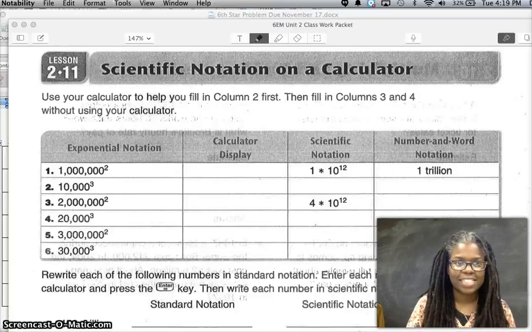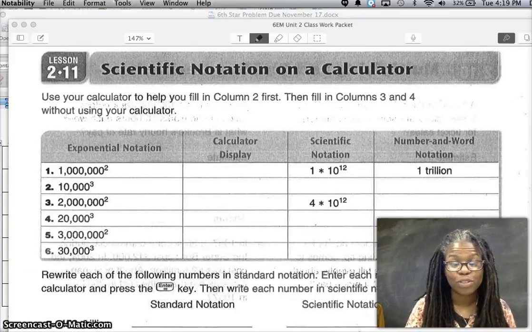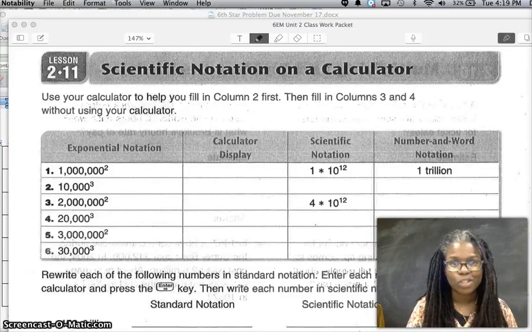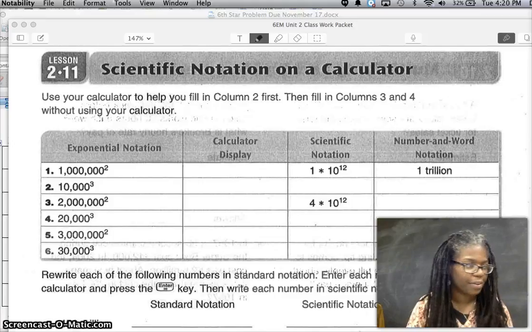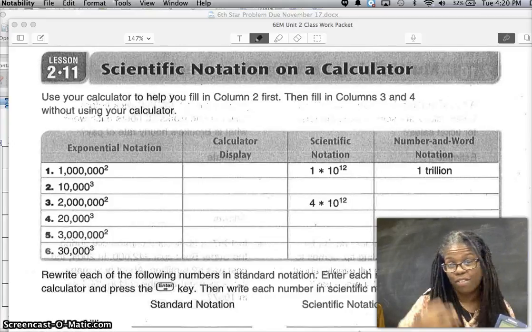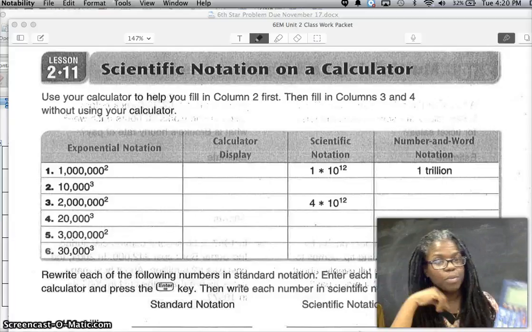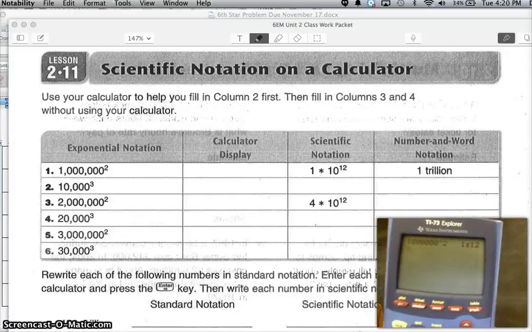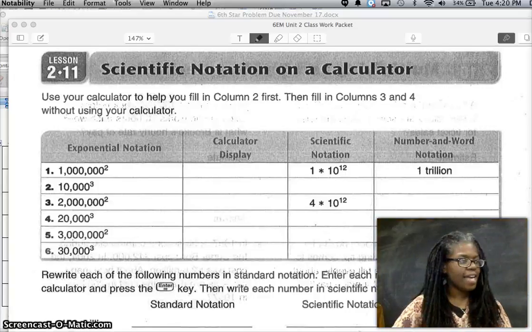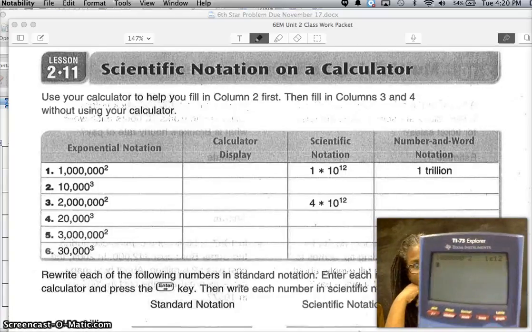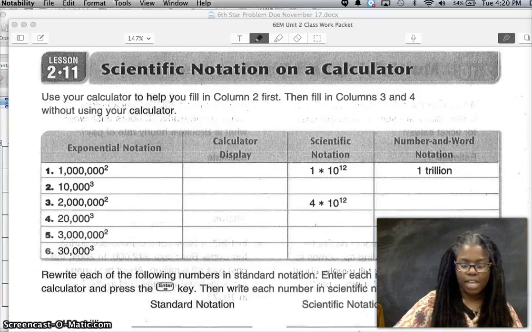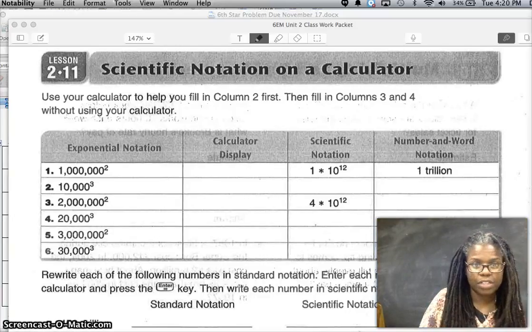This first section says use your calculator to help fill in column 2 first, then fill in columns 3 and 4 without using your calculator. So I've got a calculator here, and what am I supposed to do to figure out the calculator display? Well, I'm going to enter exactly what I see there: 1 million to the second power. After I've done that, I see that the calculator displays 1e12. And so I'm going to write down exactly what my calculator displayed.